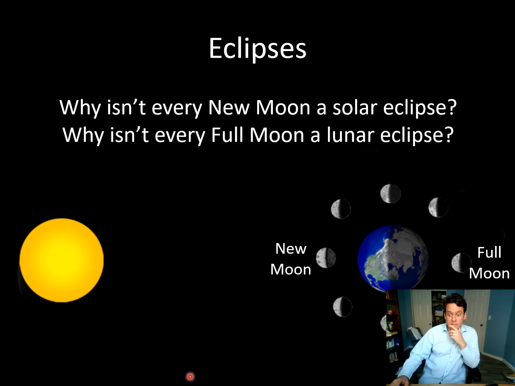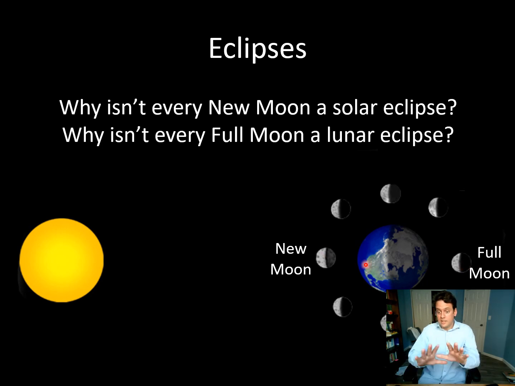So let's ask this question now. Why isn't every new moon a solar eclipse, right? So you've seen this image before. Here we're at a new moon. Why isn't this always a solar eclipse? Okay. And similarly, why isn't every full moon over here a lunar eclipse?